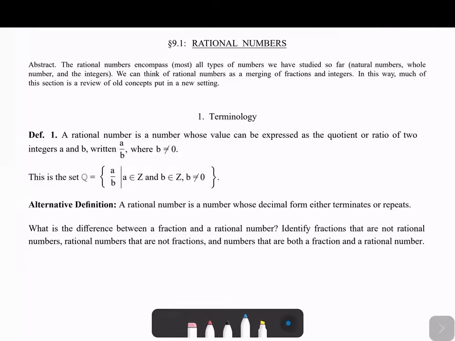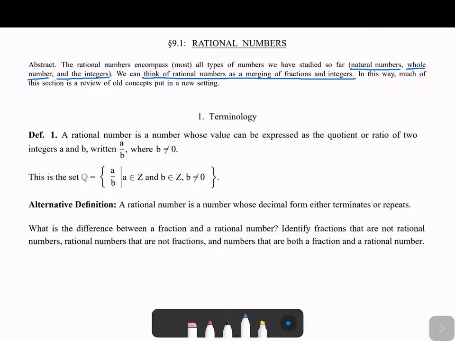So we've already talked about the natural numbers, the whole numbers, and the integers. And we've also talked about fractions. So we can think of the rational numbers as merging fractions and integers. And because of that, I don't know if you've also noticed that it seems like these videos are getting shorter and shorter. And it's because all of this is building on each other.